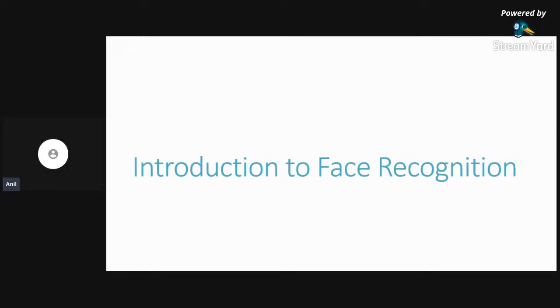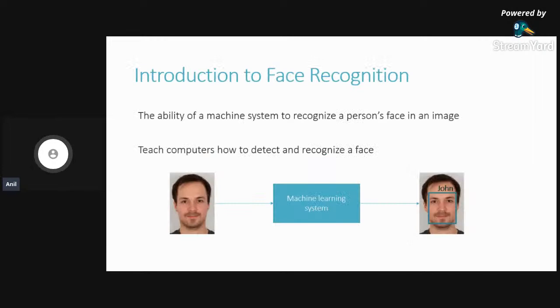Okay. So now we will move to the second section where I will be talking about introduction to face recognition. So face recognition is the ability of a machine system to recognize a person's face in the image. So that means we are teaching computers how to detect and recognize a face.